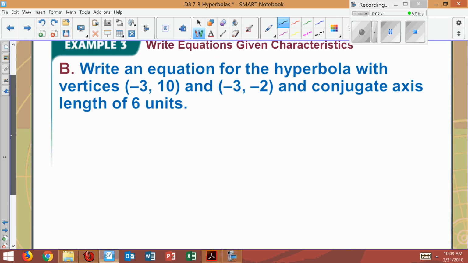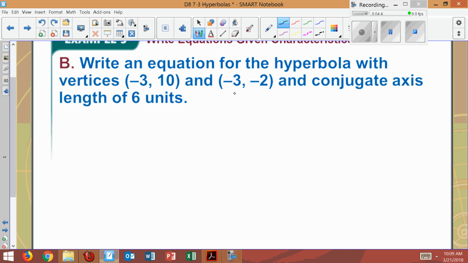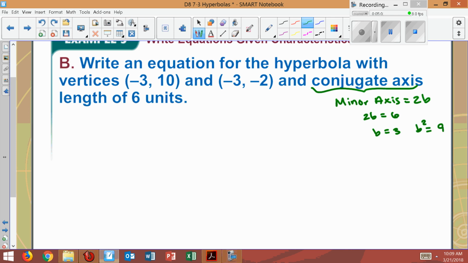It says, write an equation for a hyperbola given this information, and this time it says a conjugate axis. Now this is like your minor axis. This means this is like 2b. In this case, 2b equals 6, which means b equals 3, and so b squared will equal 9.